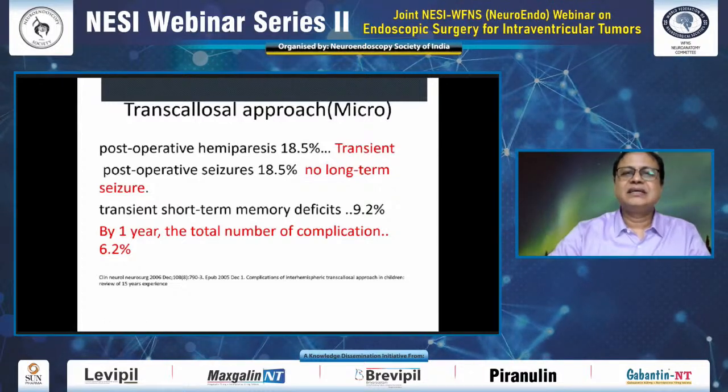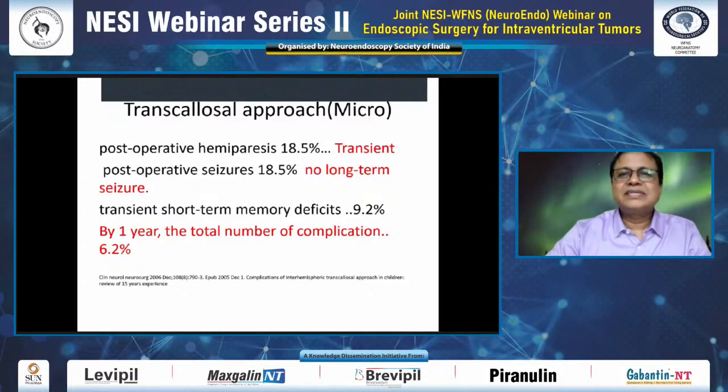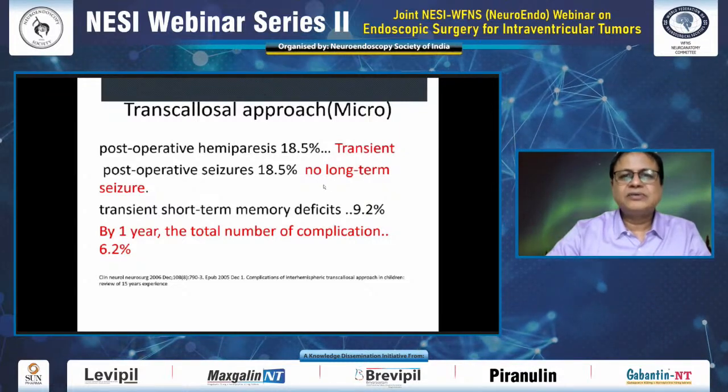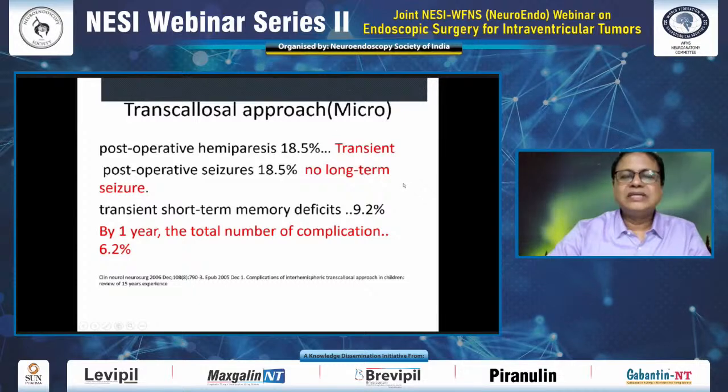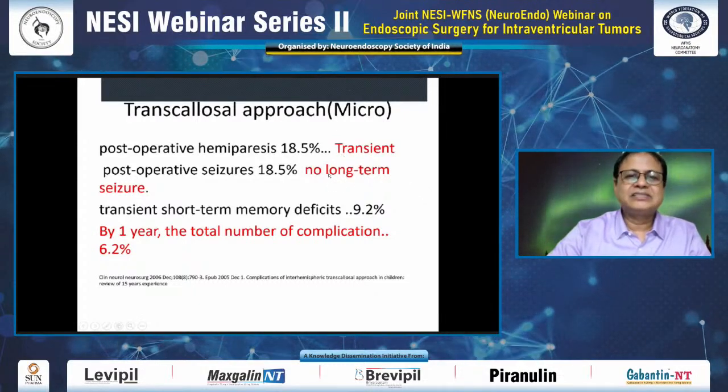Yeah, go ahead. But in transcallosal, unlike what we believed, the incidence of seizures is similar to transcortical, about 18%. The only difference is that there is no long-term seizure, compared with about 6% in transcortical.